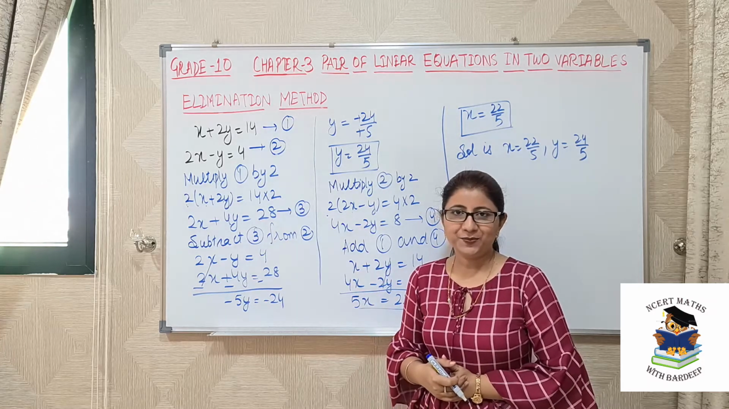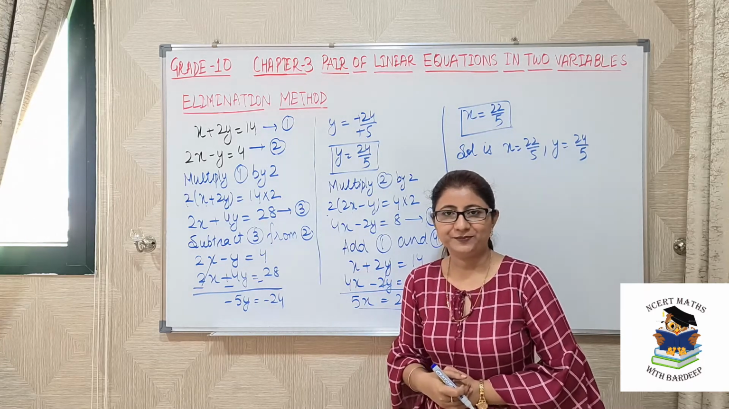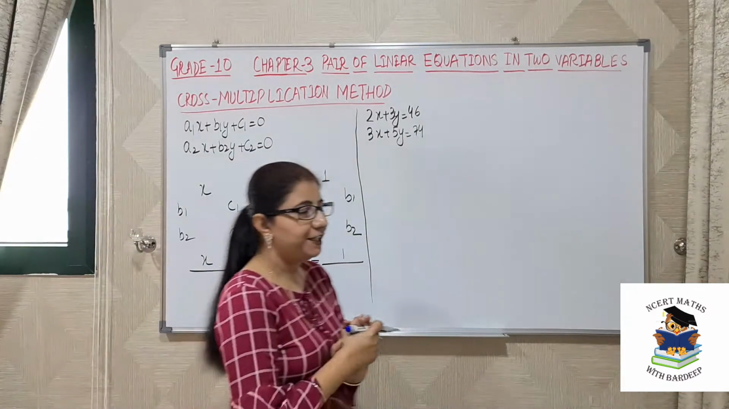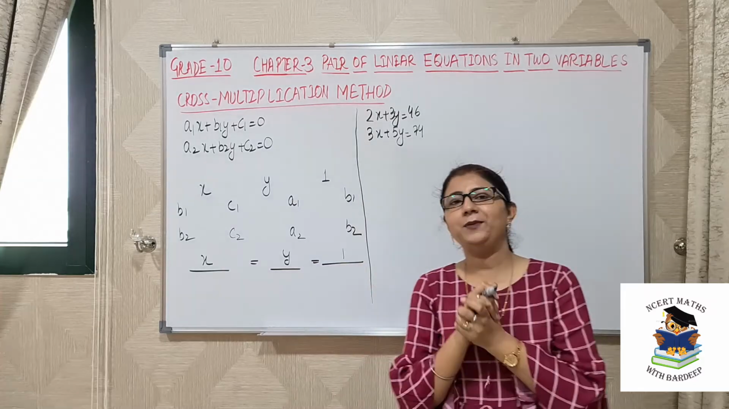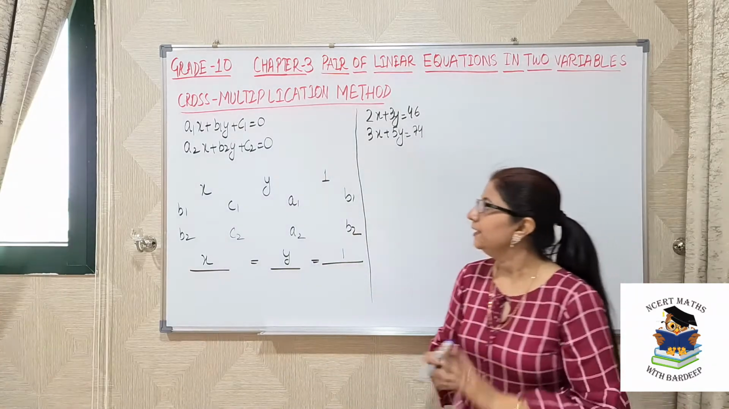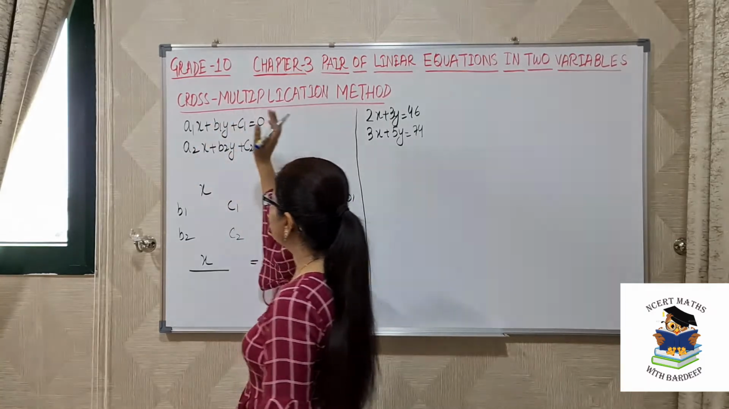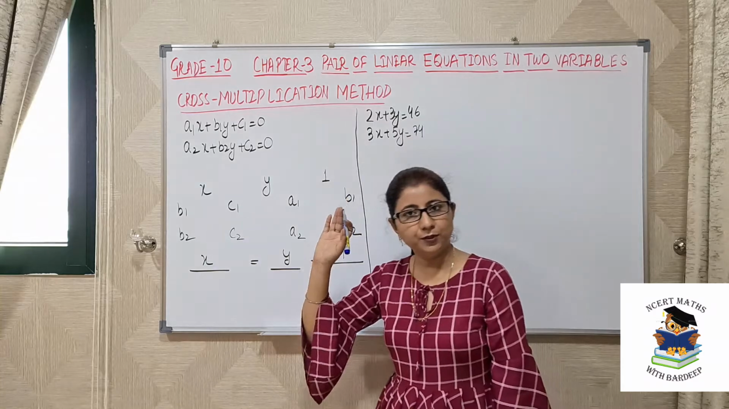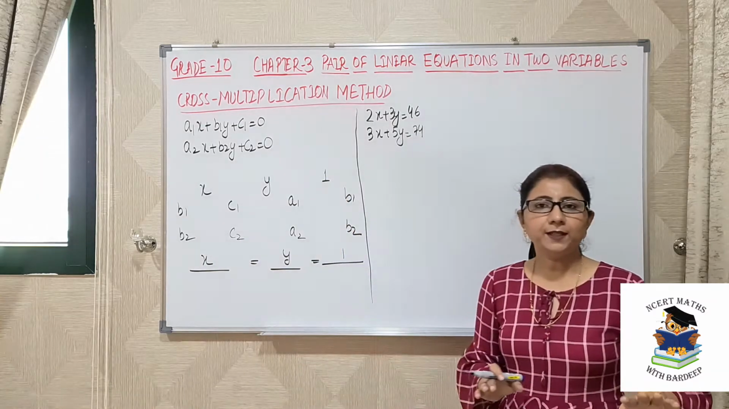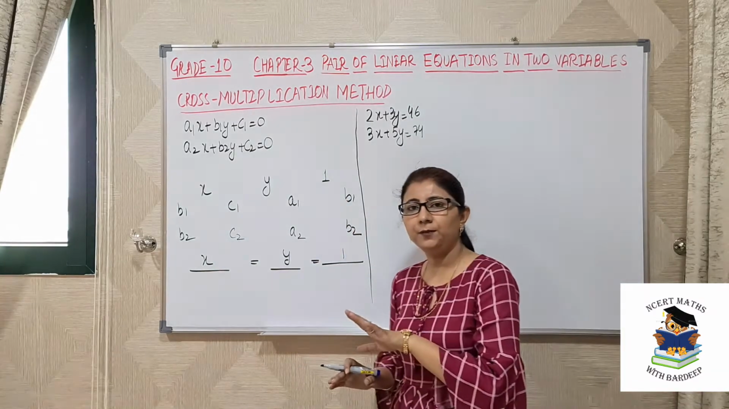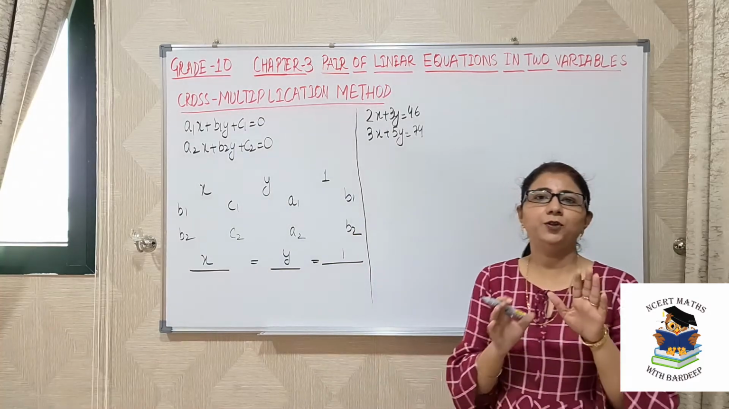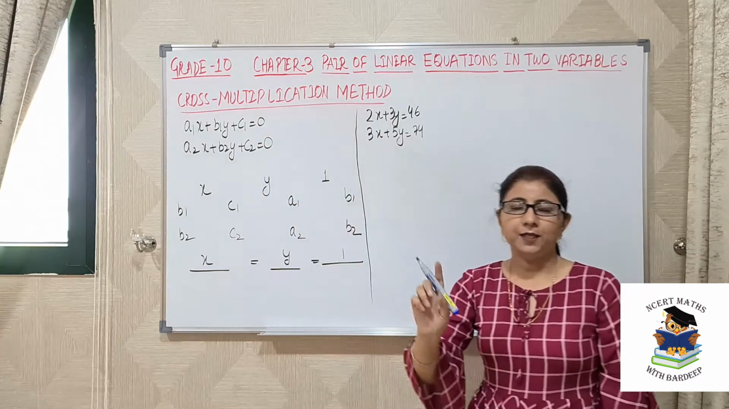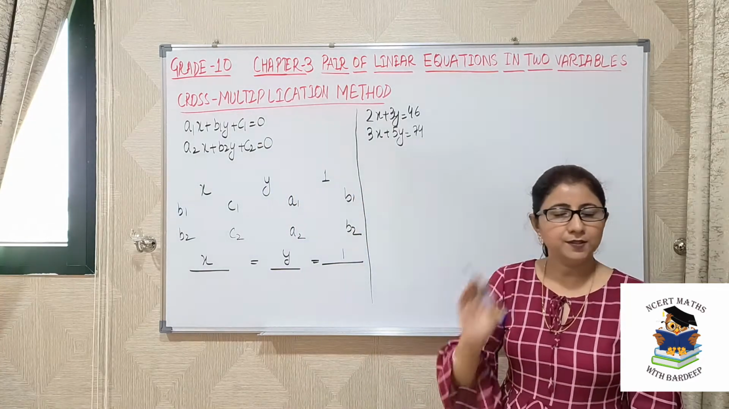Now let's see the last method, that is cross multiplication. So let's see our third method, the cross multiplication method. As the name suggests, we are going to cross multiply something. But what is something? We will write our equations in such a way that the right hand side is always equal to 0. In the first two methods, substitution and elimination, there is no requirement that your right hand side should be 0. But for this particular method, always make sure that the right hand side equals 0.